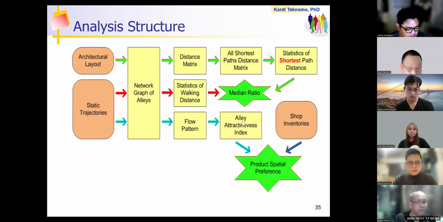And the alley attractiveness index. From there, we combine the actual utilization, the walking distance, and the shortest path. I don't like the mean, I like the median because the median is very robust. So we get the median ratio, and then we compare with the shop inventory from a while ago. Then we get the product spatial preference. So this is practically business intelligence on the move. Remember, this study was from 2006 and 2007 until 2009.